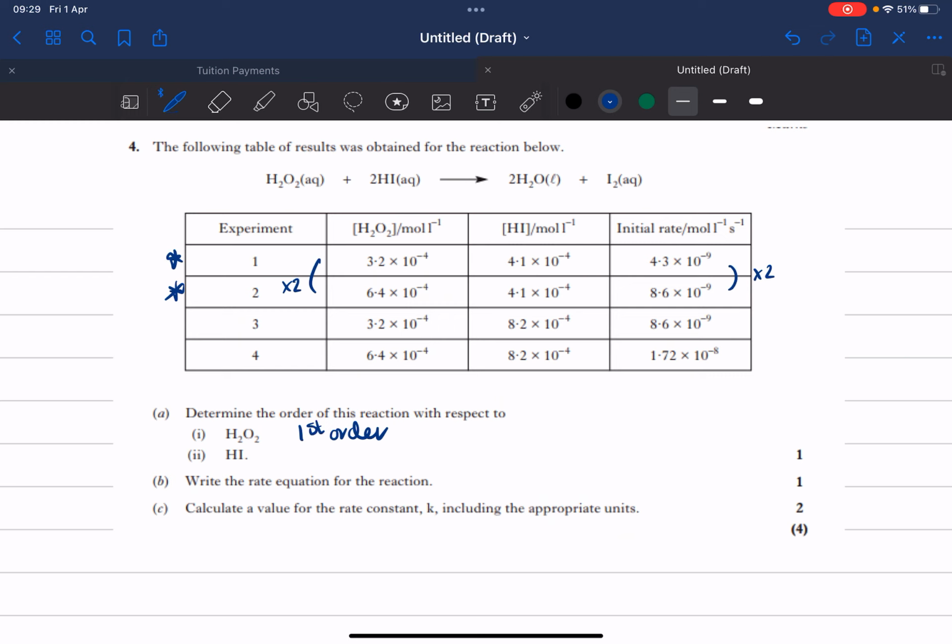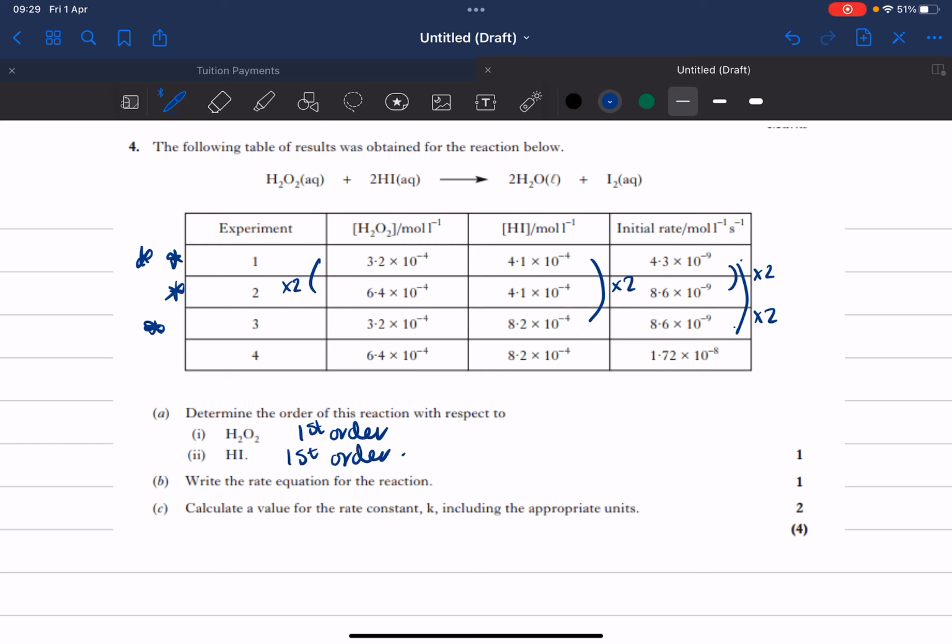And then for the hydrogen iodide, you would want to pick the experiments where the hydrogen peroxide concentration is the same. So you'd want to pick experiment 1 and experiment 3. So in that case, you have doubled, again, the concentration of hydrogen iodide. If you then compare the rates, they have also doubled, which means, again, it's first order with respect to the hydrogen iodide.